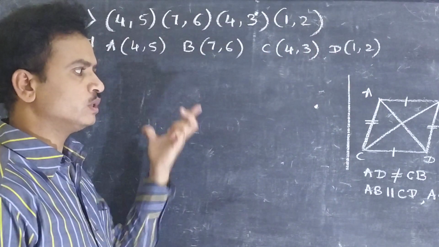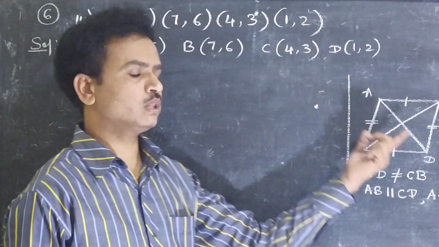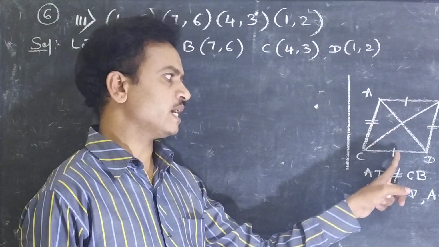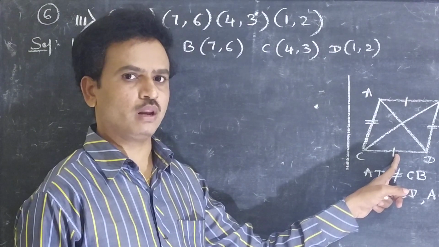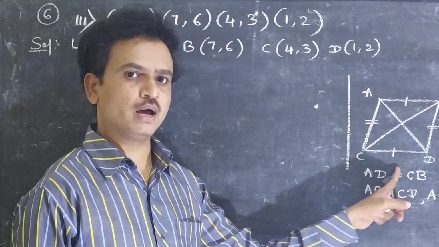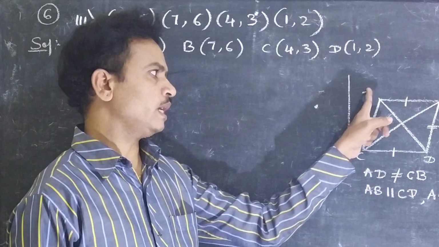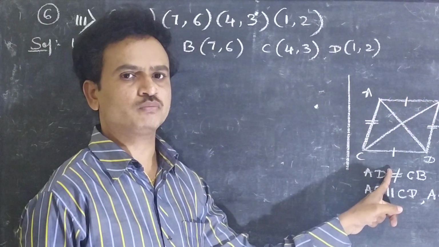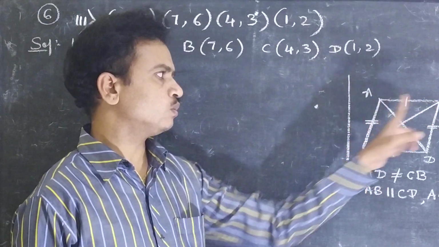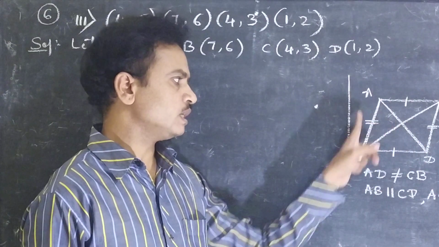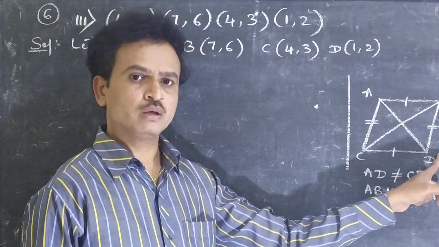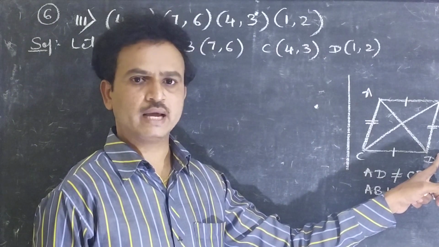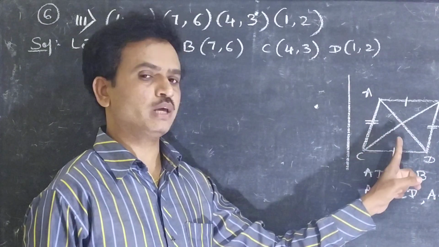Before going to this question, we should know the properties of a parallelogram. In a parallelogram, opposite sides are parallel and equal. Here AB is parallel to CD as well as AB is equal to CD. Then AC is equal to BD as well as AC is parallel to BD. You know that in a parallelogram, diagonals are unequal. Okay, this you keep in your mind.